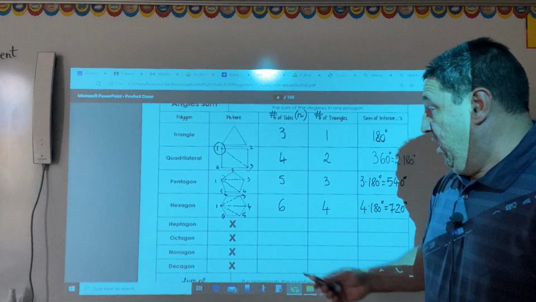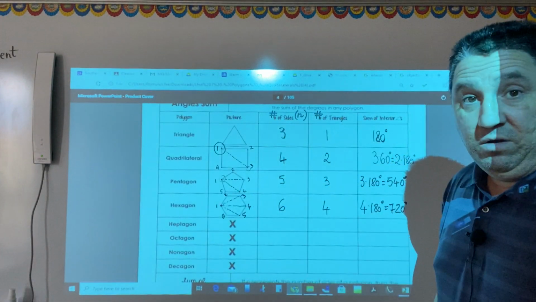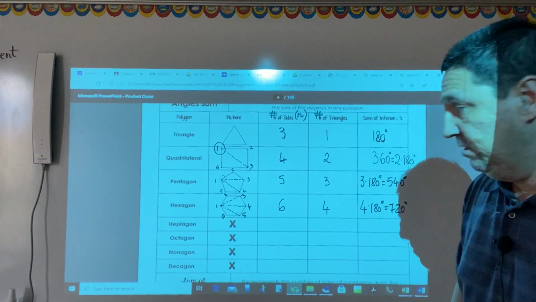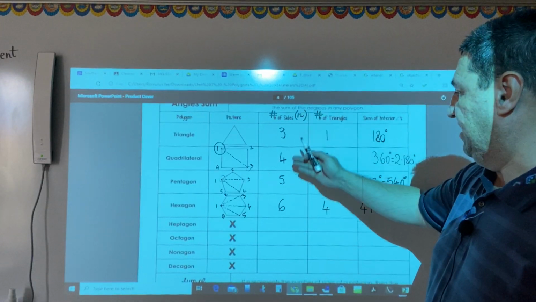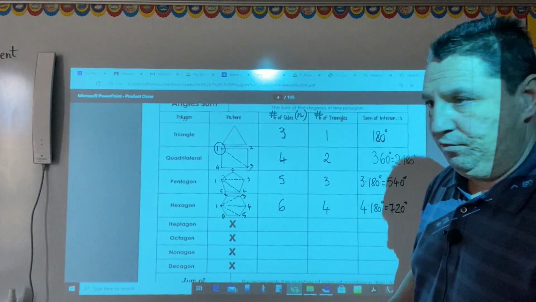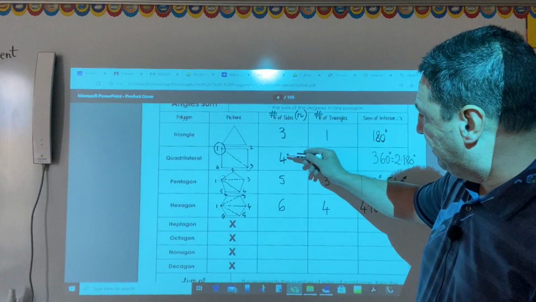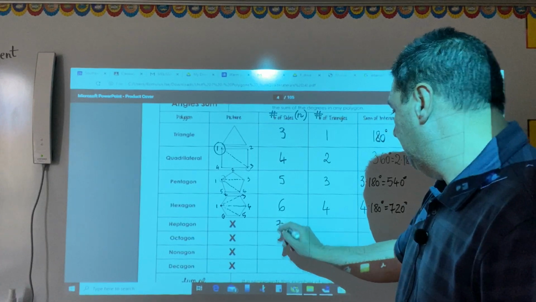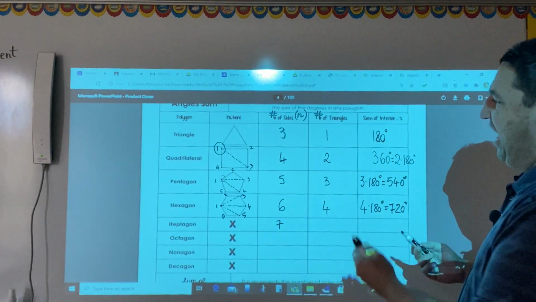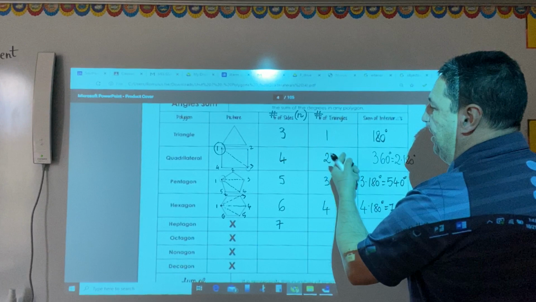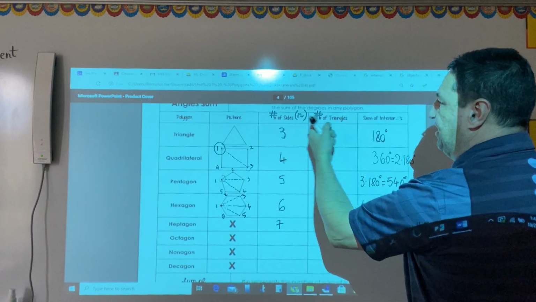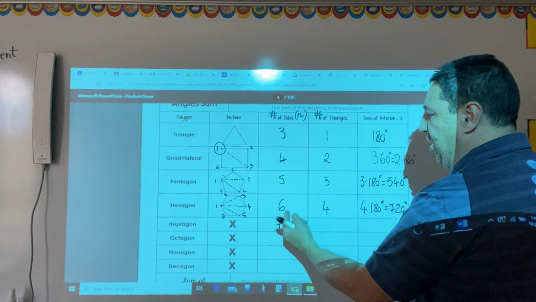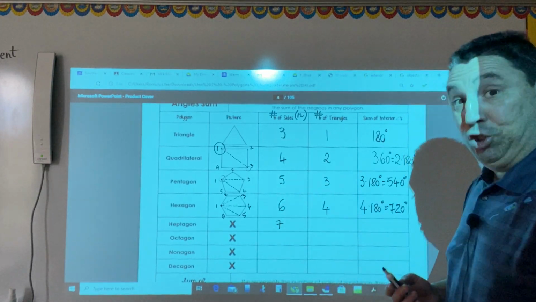Now, we repeat the same procedure for the next polygons, and as we can see, we have a pattern. Now, what is the number of sides of a heptagon? 7. Now, if you look at the relationship between the number of sides and the number of triangles, as we can see, the difference is always 2.